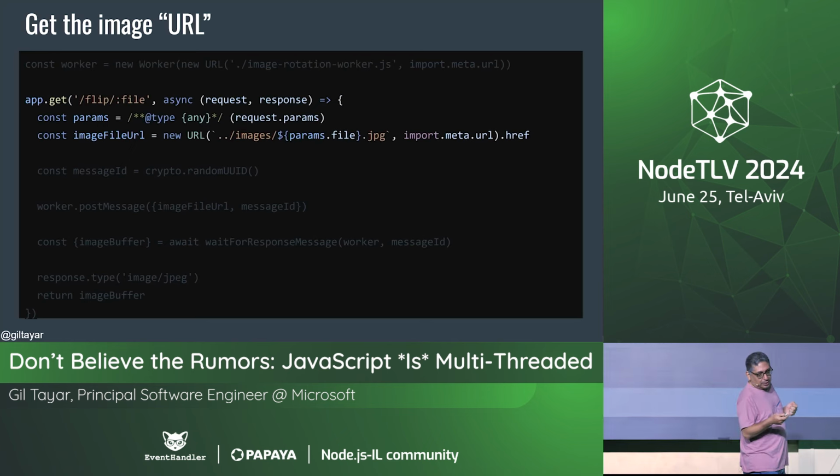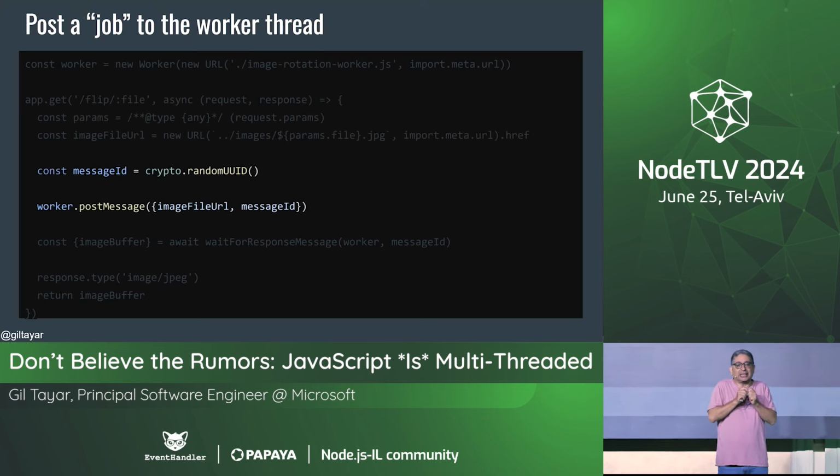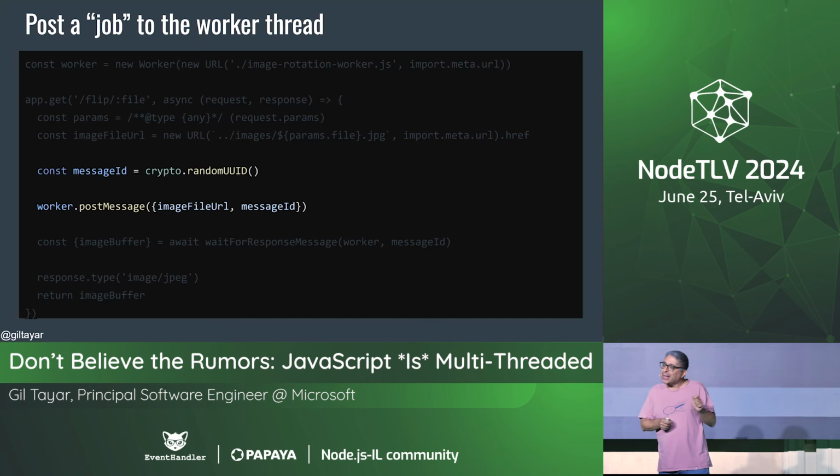Now we do flipFile. We get the image URL just like the last time, nothing interesting here. But instead of flipping the file, we post a message to the worker. We tell the message, here's a job for you. We send the image file URL, and we send a message ID, a random ID. We'll see in a second why we need that. So we post a message.